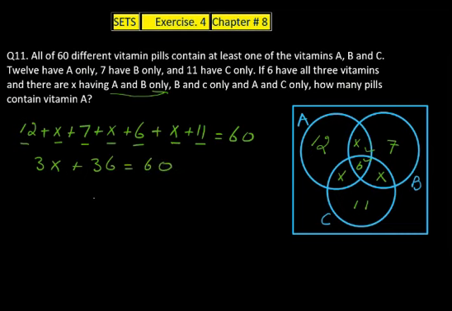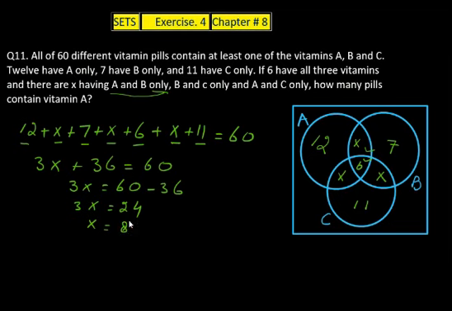If you take 36 to that side, it is 3X equals 60 minus 36. So it will be 3X equals, now 60 minus 36 is equal to 24, and X equals 8.